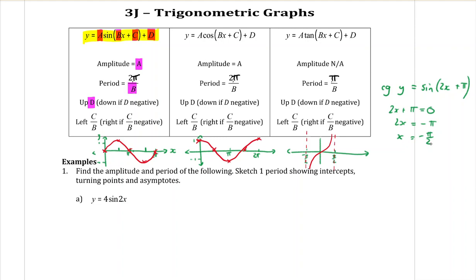If when you do that, you get a negative, like I've done there, negative pi over 2, it means I want to move my graph pi over 2 spaces to the left, to the negative side. If I get a positive number when I do that, I want to move it to the right.